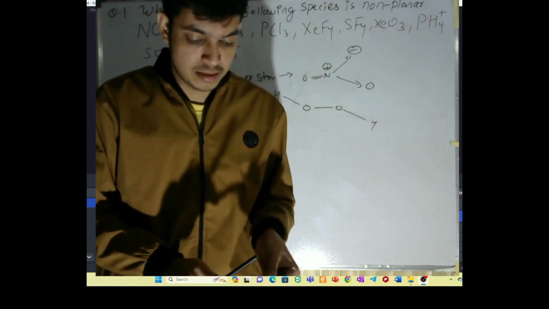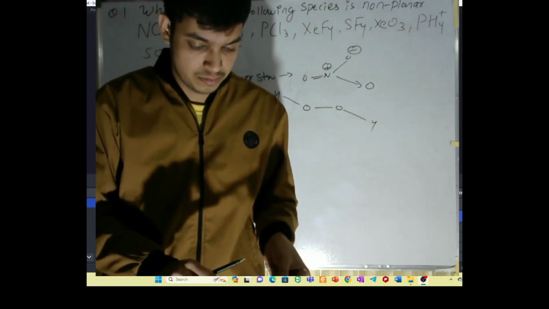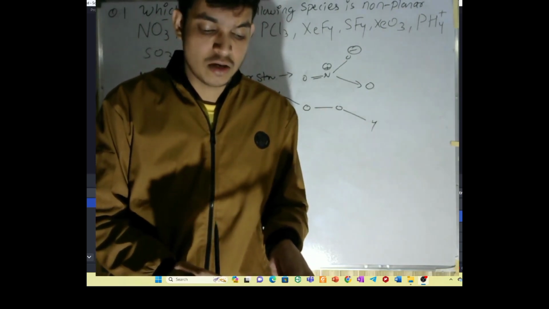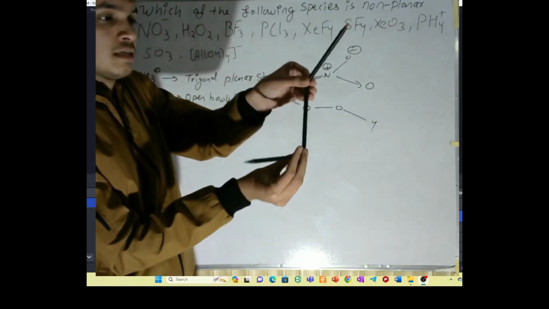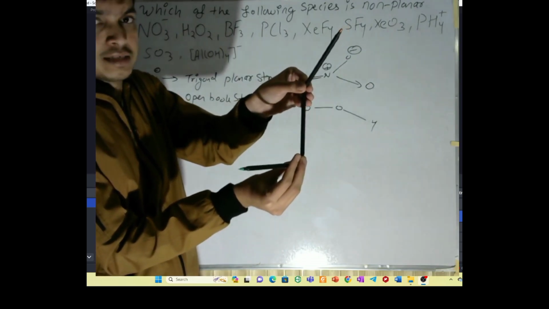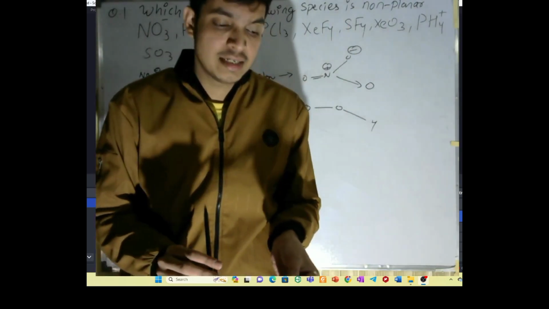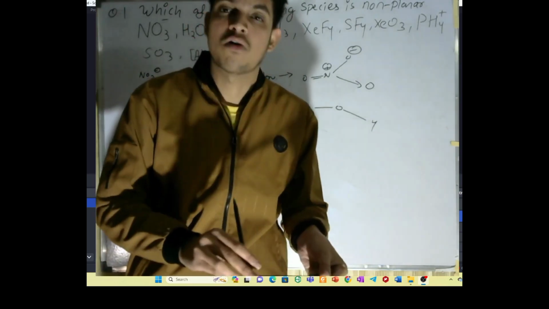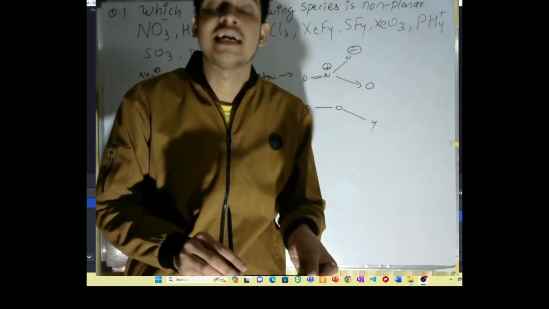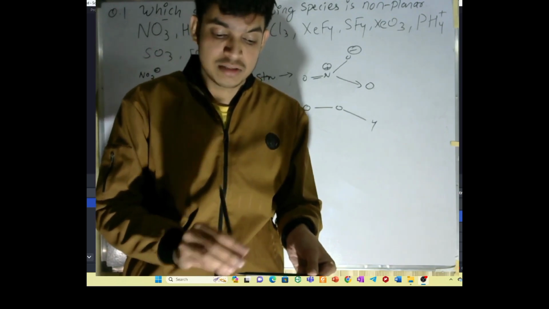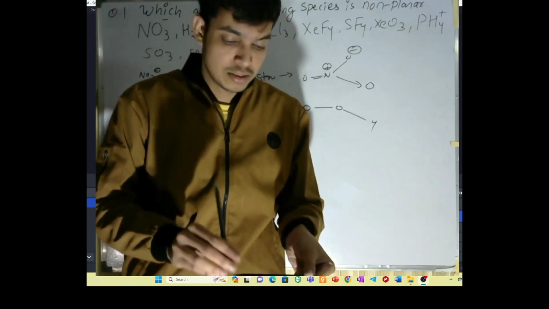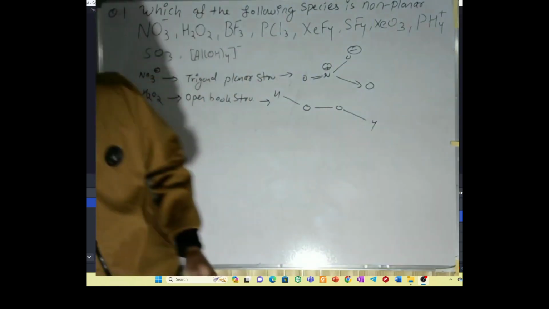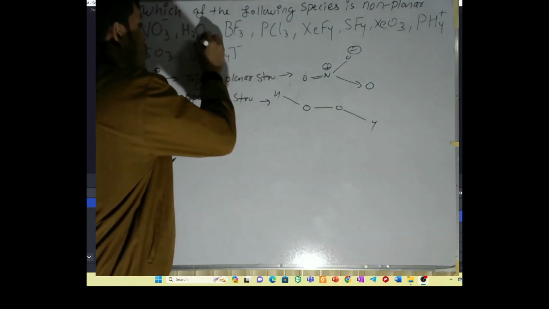See, this is the structure of H2O2. Here you can see this is the open book structure. Now it looks like an open book structure. You can see that only three atoms lie in one plane, that is one hydrogen, two oxygen. One hydrogen is above these three atoms. So H2O2 is an example of non-planar structure.